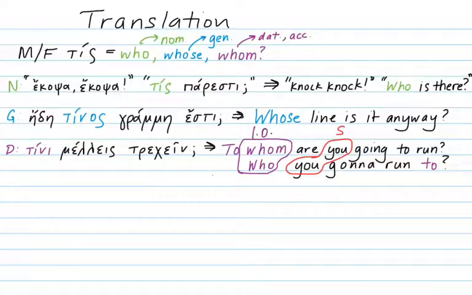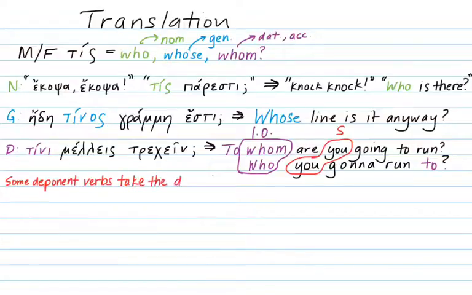In Greek it's tini, dative. In English you either express that as to whom, or if you want to use the informal vernacular English, it's going to sound like who. But notice in this informal translation, who you gonna run to, you is still the subject and who is still the indirect object.